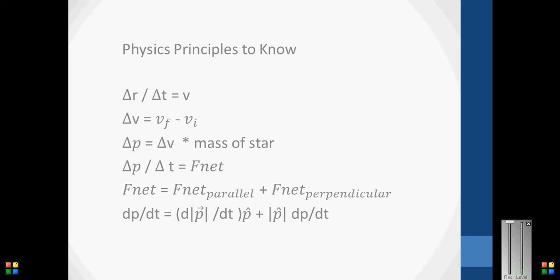The net force could be broken down into the parallel component, which is magnitude, in addition to the perpendicular force, which is the change in direction, which gives it the curvature. And dp/dt can also be broken down into the parallel and perpendicular components. So we would use some of these formulas to give us the trajectory of the star.